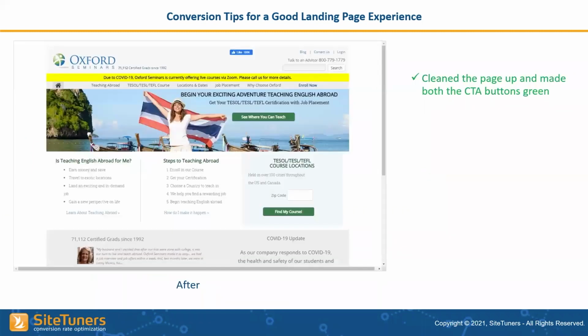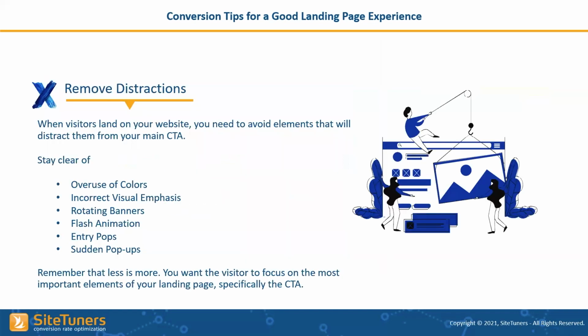As opposed to the after, you'll notice that the primary calls to action here are the green box with the white text. Again, they pop out and you're training your users on what to do here. And you'll notice that for the secondary, they've used a link color, which is the green below, learn more about teaching, how do I make it happen? So again, it's consistent, which just makes a lot more sense. Okay.